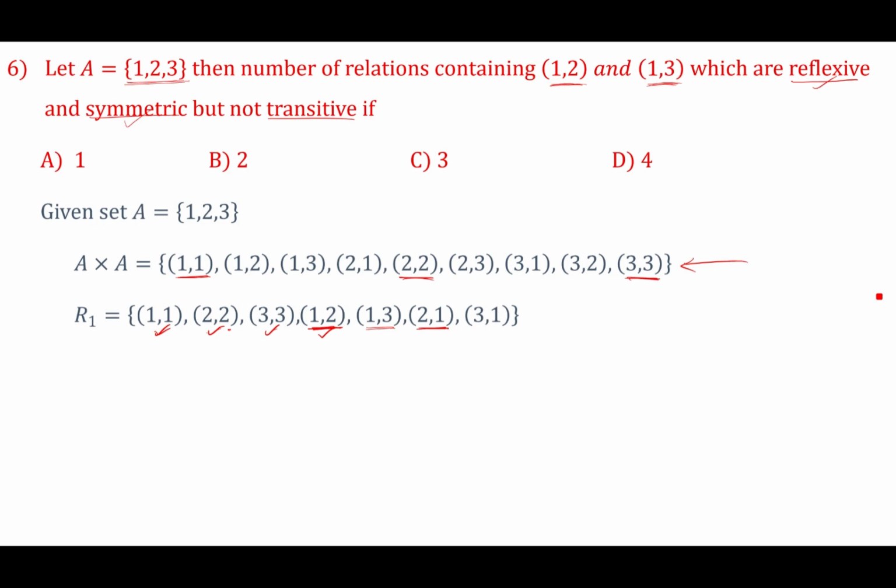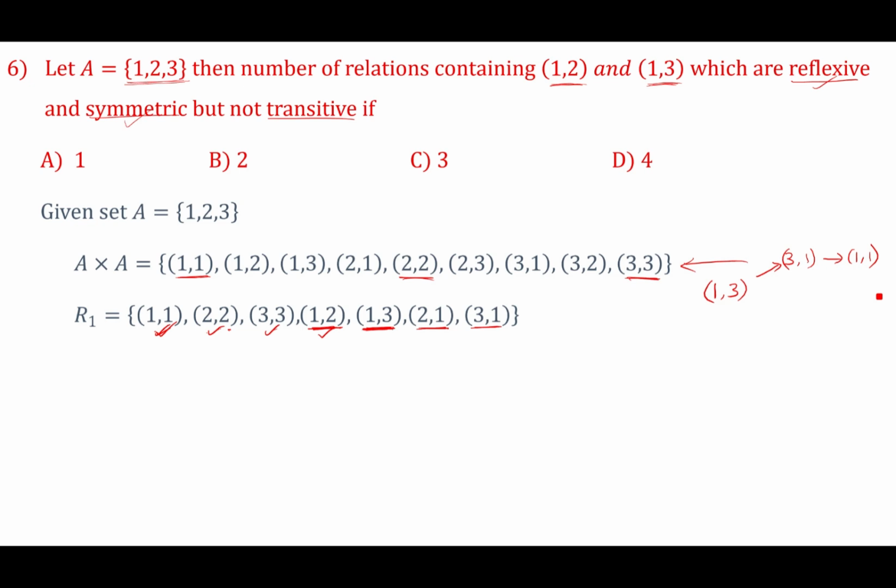Check with the third one, with this one, (1, 3). Now check. I'm just writing one example for you. (1, 3) and (3, 1), which means (1, 1) must be there. It is there. Check, (1, 1) is there.